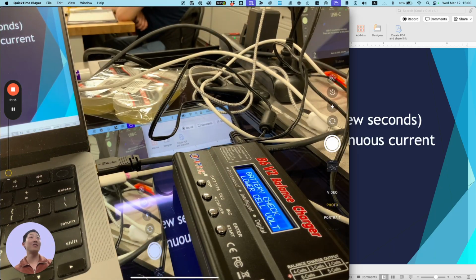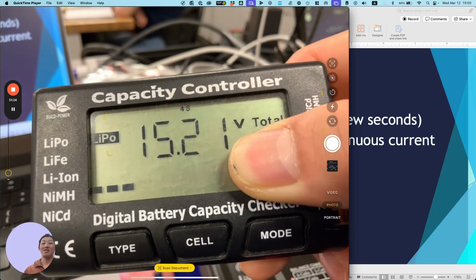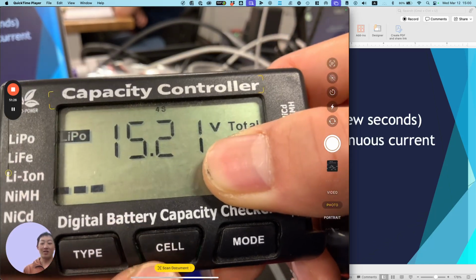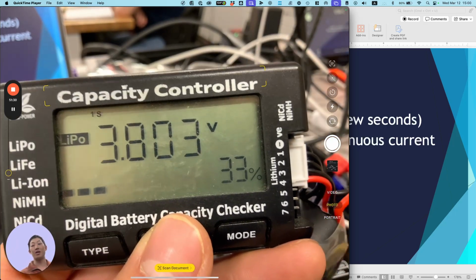Because these are brand new, and the manufacturer put them in storage mode. It's really not a mode, it's just a percentage. That's the happy resting point percentage, okay? So that's what the manufacturer did. So I'm going to press cell here. It's going to cycle through each individual cell, 3.8.